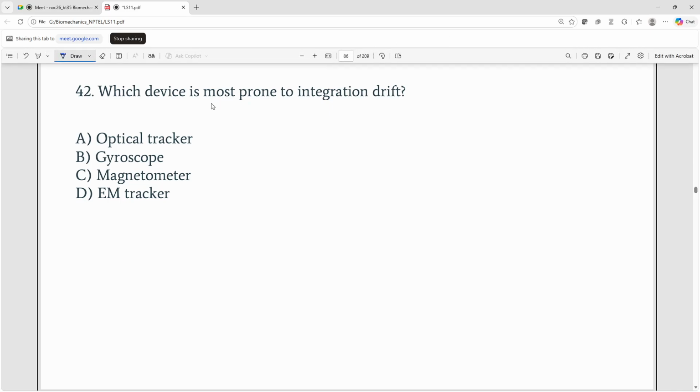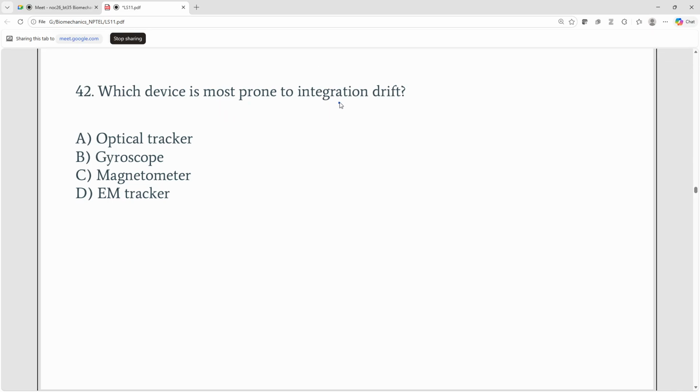Next question. Which device is most prone to integration drift? Is it optical tracker? Is it gyroscope? Is it magnetometer? Or is it option D, electromagnetic tracker?